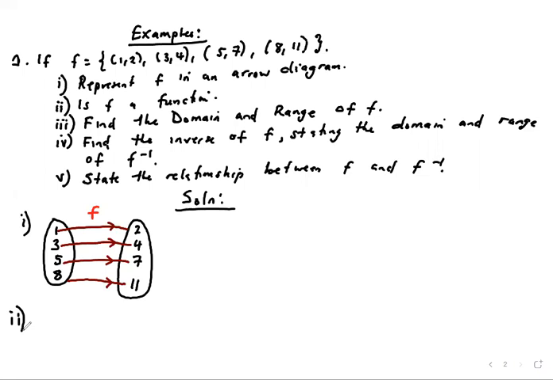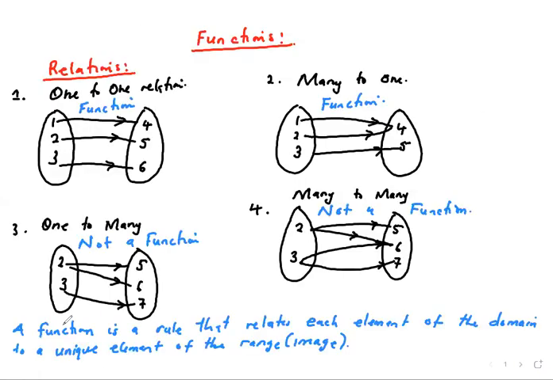Two, is F a function? Yes. By definition, each element of the left is uniquely related to an element of the right. If they ask you to state the nature, it's a one-to-one function, meaning it falls under a one-to-one relation.